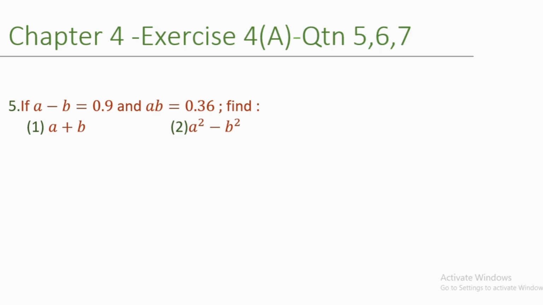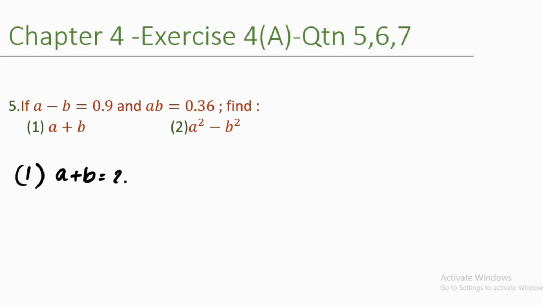If a minus b equal to 0.9 and ab equal to 0.36, find the value of both a plus b and a square minus b square. We will do the first one first: we have to find the value of a plus b, given that a minus b is 0.9 and ab is 0.36.